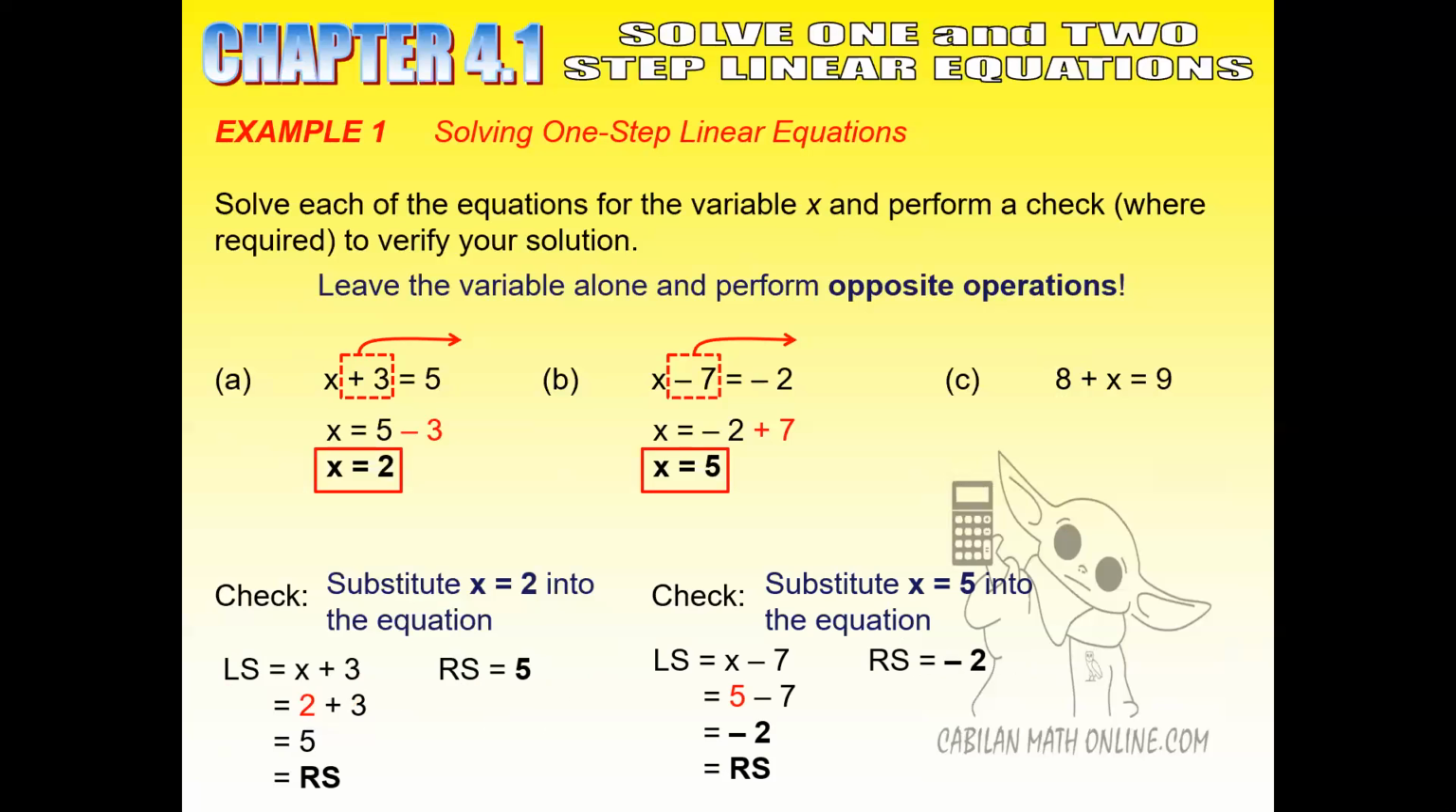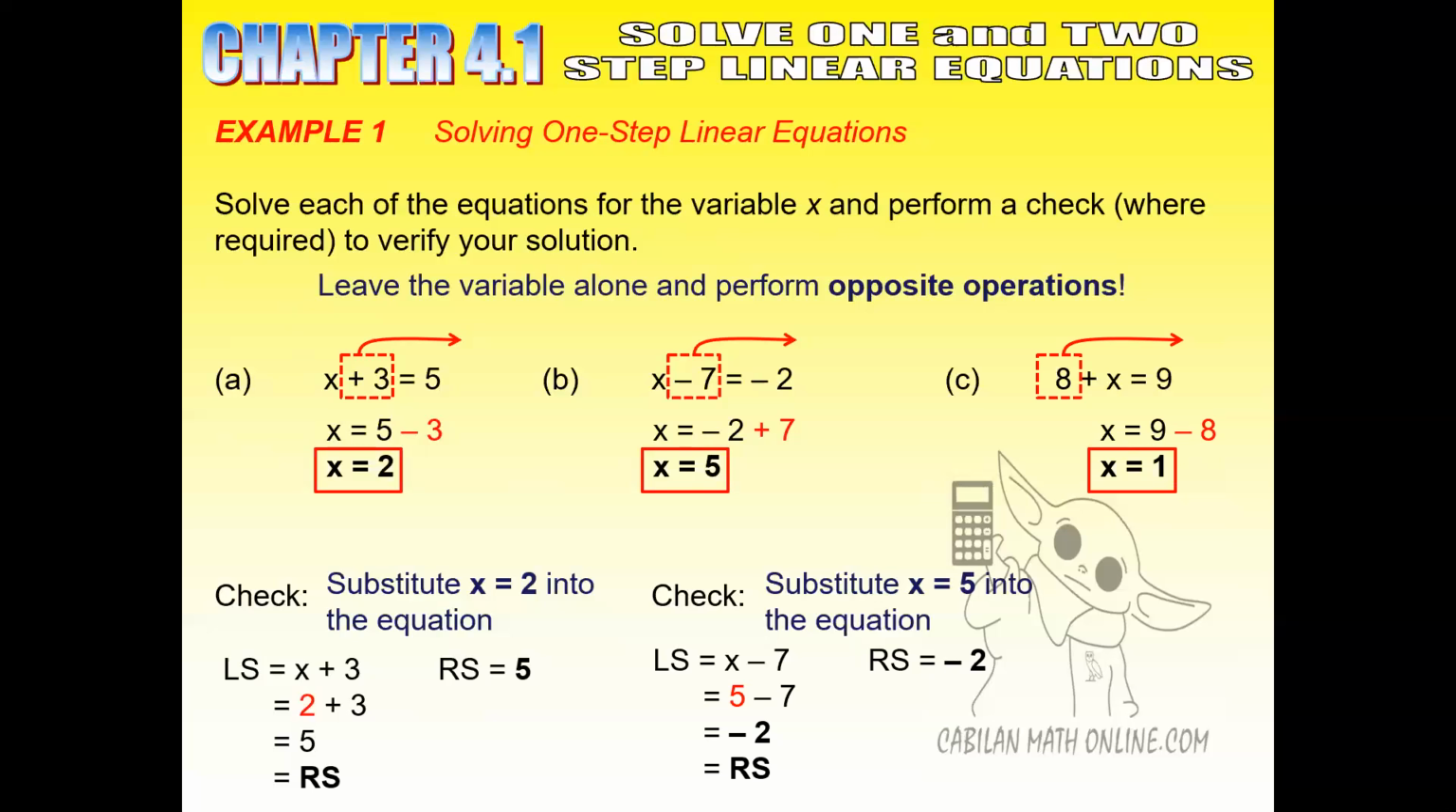So for part C, now that we've done that, all we're going to do here is take the 8, and since it's positive, when it goes to the other side, it becomes a negative and subtracts itself from the 9. And then 9 minus 8 gives me 1. So again, keep in mind that anytime you see a letter and a number that is separated with a plus or a minus, you just need to move the number.